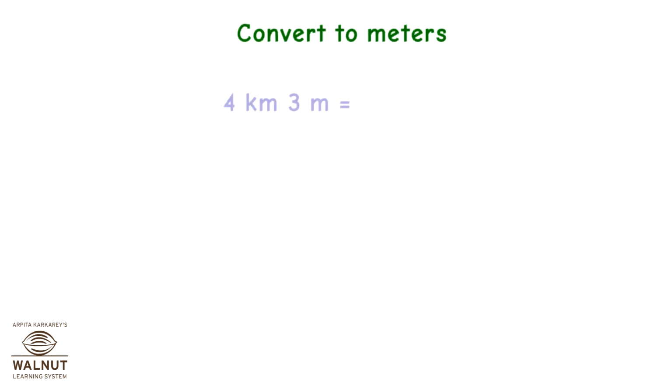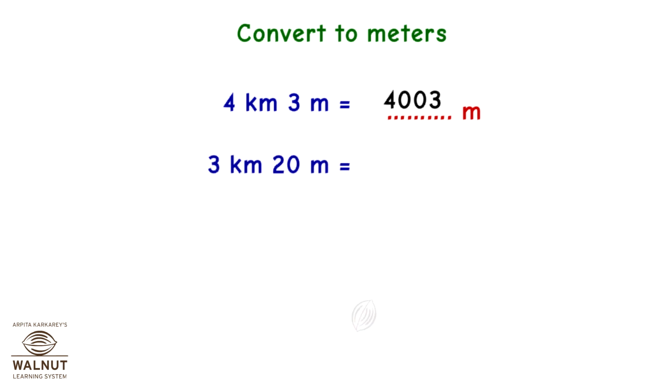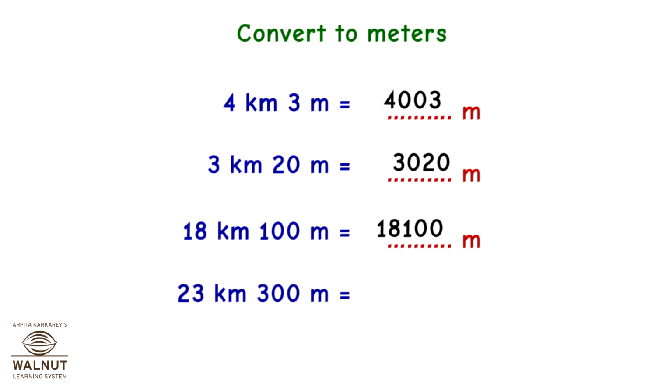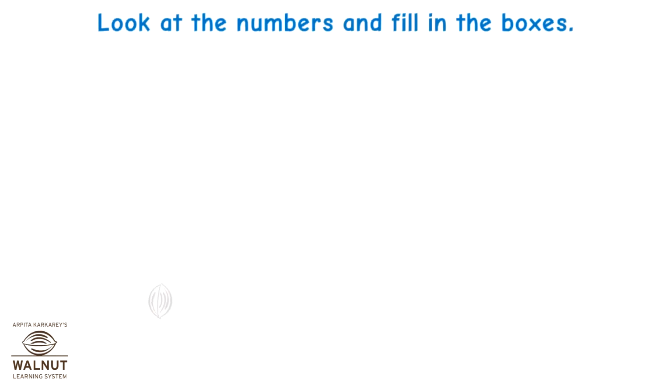Convert to meters. 4 kilometers and 3 meters is equal to 4,003 meters. 3 km and 20 meters is equal to 3,020 meters. 18 km and 100 m is equal to 18,100 m. 23 km and 300 m is equal to 23,300 m. Look at the numbers and fill in the boxes.